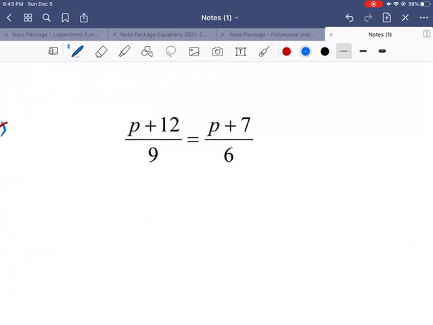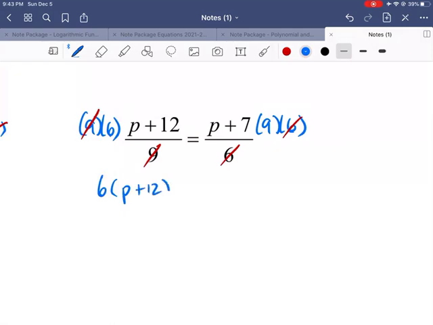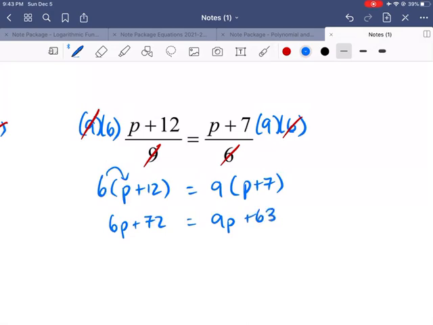One more example here. Let's multiply by 9 and by 6. On the left side, the 9's will simplify, and on the right side, the 6's simplify. So we're going to be left with 6 multiplied by p plus 12 is equal to 9 multiplied by p plus 7. So 6p plus 72 is equal to 9p plus 63.